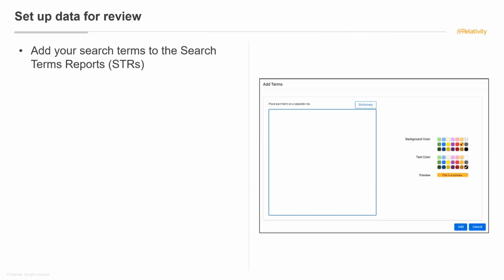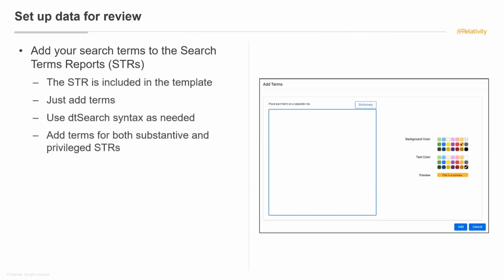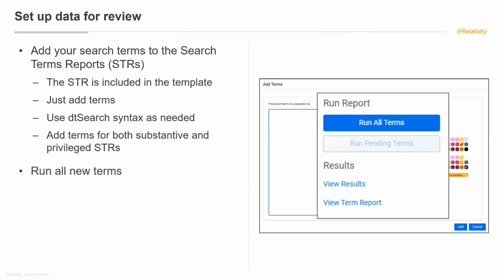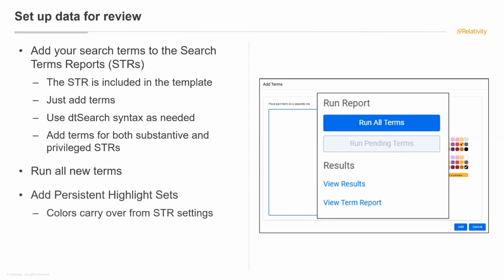The STR shells are set up in the template, so you can add your substantive and privileged terms. Then you just need to run the terms, so you'll get the results for the document set. And going forward, every time you add documents to the workspace, the search terms will run automatically through automated workflows, and the terms will be ready for highlighting.